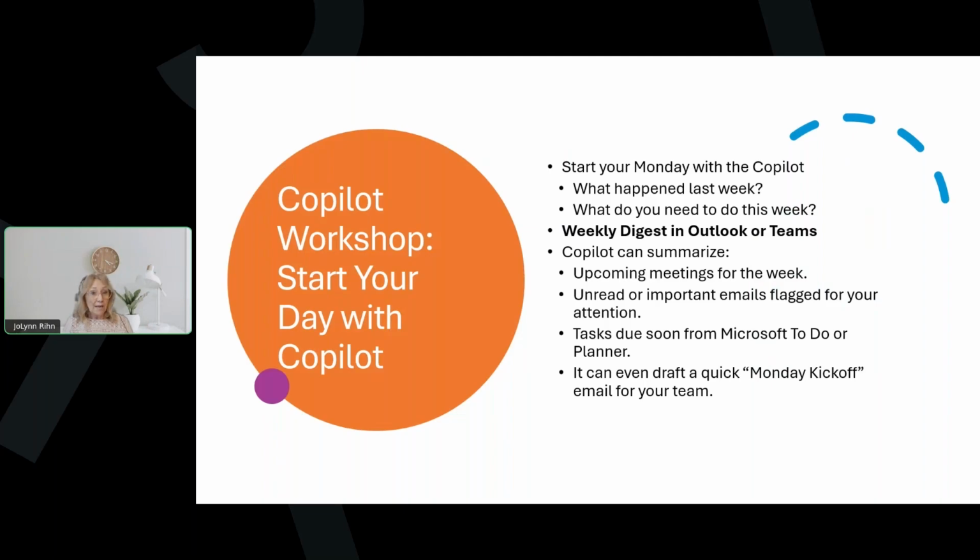But how I start is by asking it, what happened? So if it's Monday, I go into Copilot, the Copilot app, and I ask it, what happened last week that needs to be on my radar for this week? What do I need to do this week? Those are some basic things that we could be asking the system.